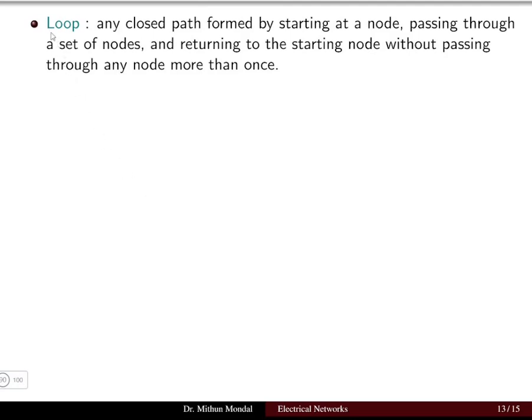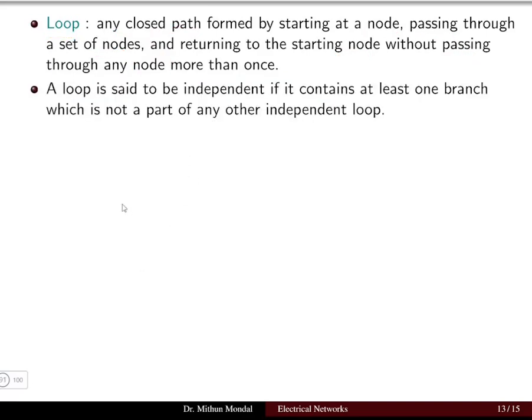Now the third part of a network is basically a loop. A loop is any closed path which starts at a particular node, passes through a set of nodes and returns to the same node without passing through any node more than once. Whenever we pass through a node, it should not be crossed 2 times and it should form a closed path. A loop is said to be independent if it contains at least one branch which is not a part of any other independent loop.